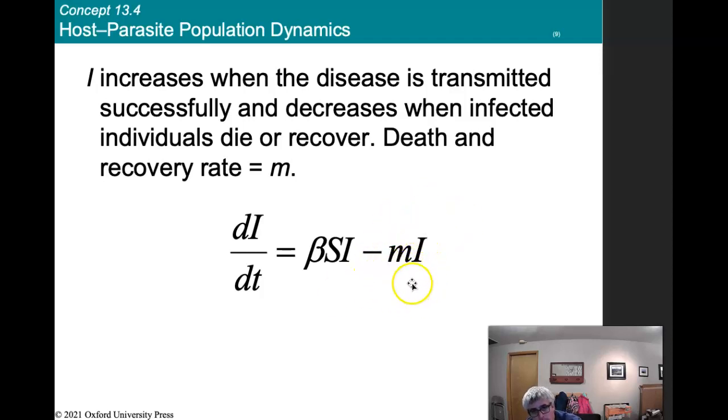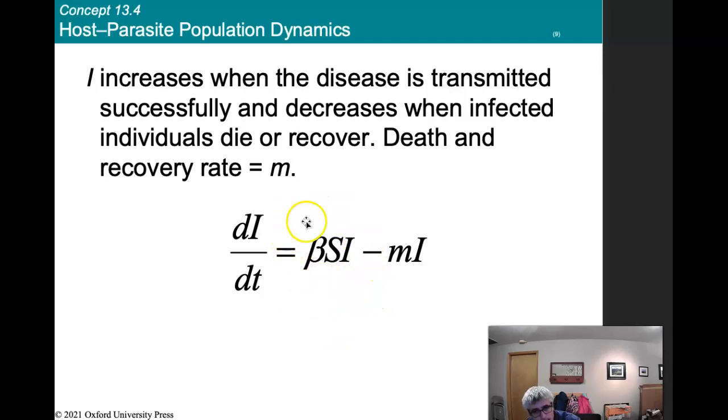For this, we don't care if they die or recover, because we're just looking at the change in infection through time, not the change in population through time. That's what we're modeling. So for this one, M is death and recovery. It seems funny to lump them together, but for infection transmission, we don't care. You've now left the population of things we care about, because we only care about whether you can be infected and if you're infected.